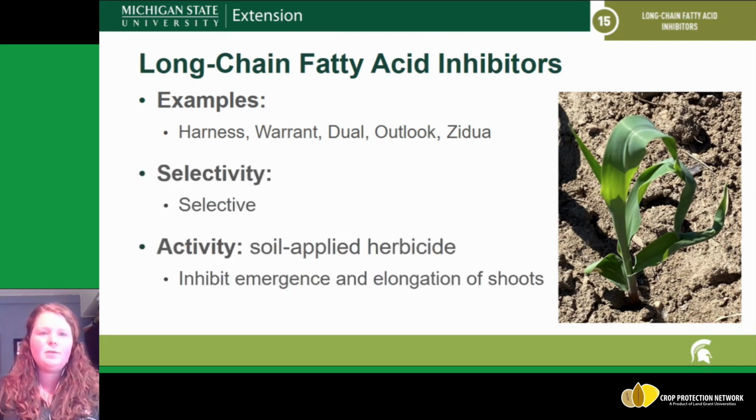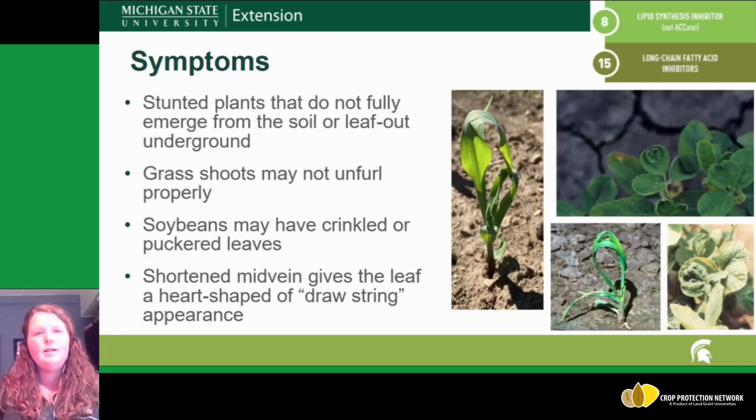They are selective, but this depends on the herbicide. The majority of group 15s are soil applied pre-emergence herbicide products that will inhibit the emergence and elongation of shoots of those weed seedlings that are germinating in the soil profile. And then they are translocated within that plant. Symptoms include stunted plants that do not fully emerge from the soil. Sometimes you can see leafing out underground, but many times grasses will emerge, but their shoots just don't unwrap properly.